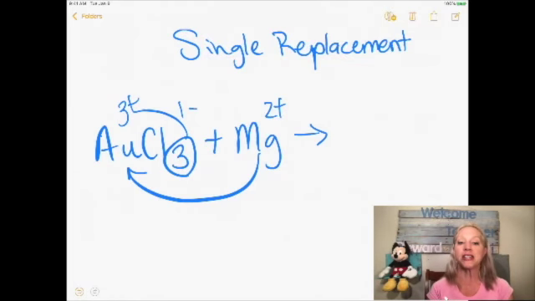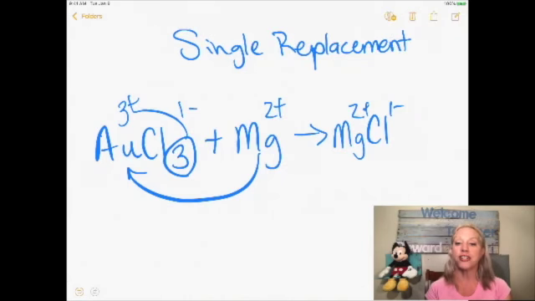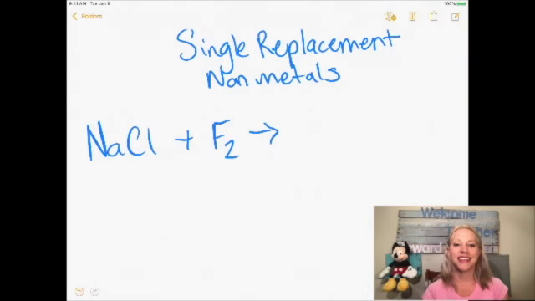So in this case, we must balance out the charges. Mg has a +2 charge and chlorine has a -1 charge. In order for us to balance this, we must have 2 chlorines for every 1 magnesium. So we'll write it as MgCl2, and then this leaves gold by itself. Again, this is not balanced. We will review that in another lesson.